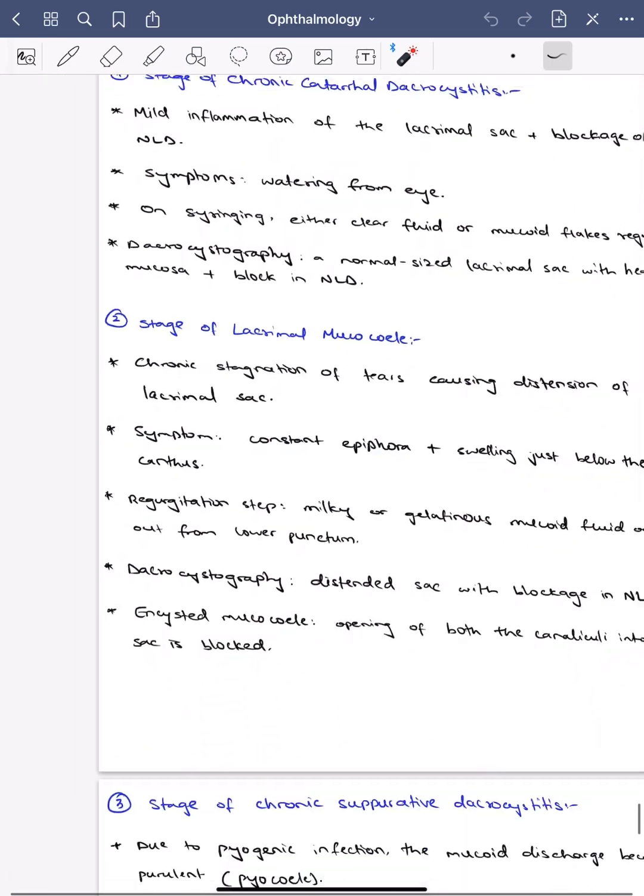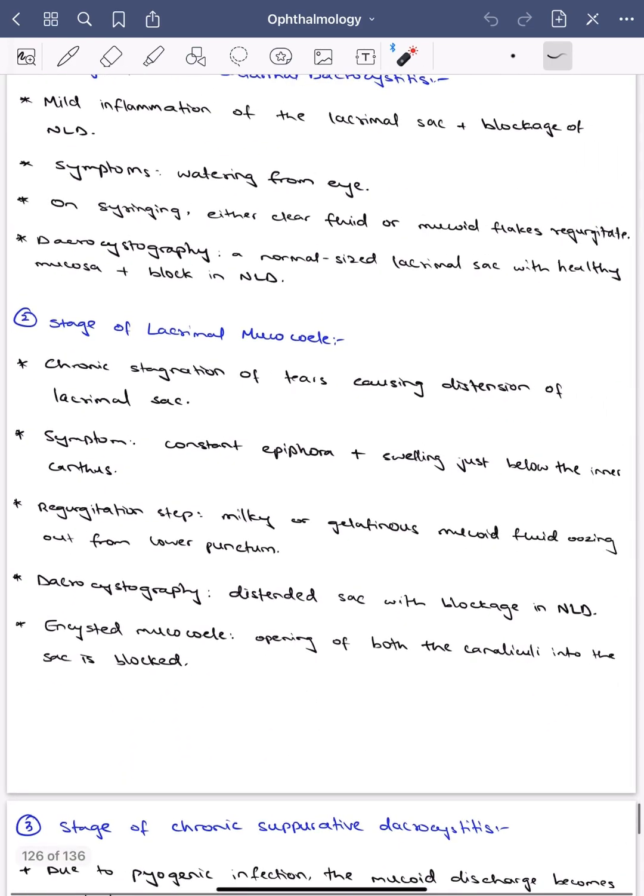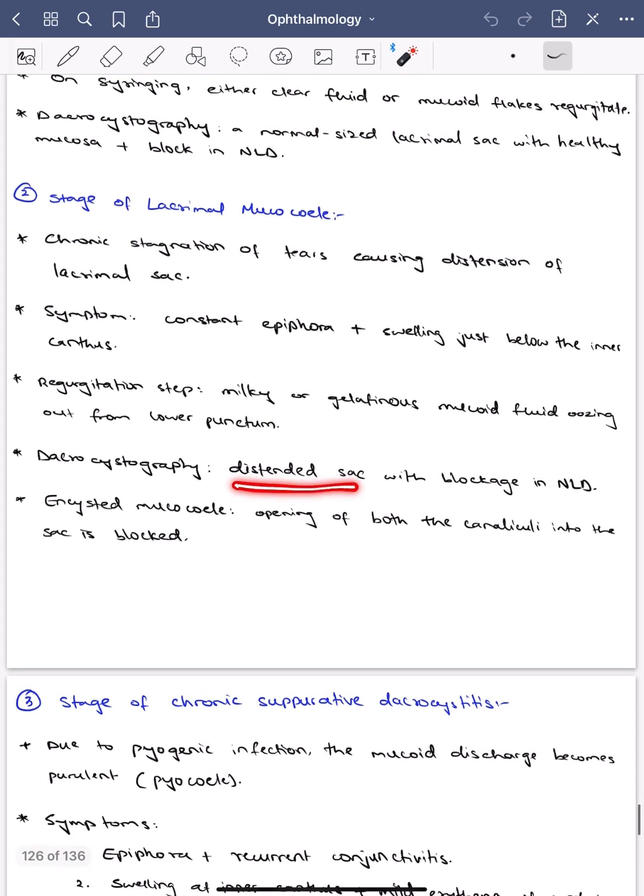That is, remember, because of the block, there is chronic stagnation of the tears leading to distension of the sac, and the symptoms are watering from the eye plus swelling just below the inner canthus of the eye. Regurgitation test, there is milky or gelatinous mucoid fluid oozing out from the lower punctum. Dacrocystography shows a distended sac with a blockage in the nasolacrimal duct, and if both the puncta are blocked, it results in an encysted mucocele. So this is the second stage, that is, the stage of lacrimal mucocele.